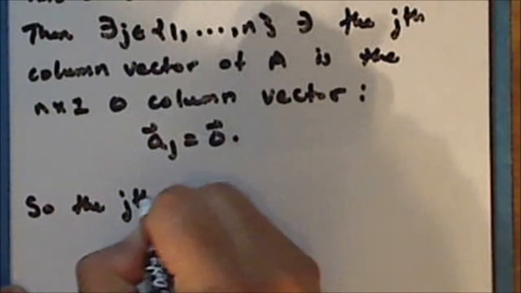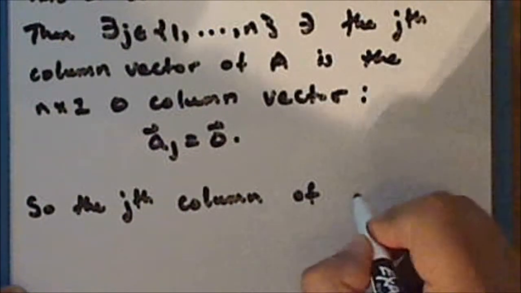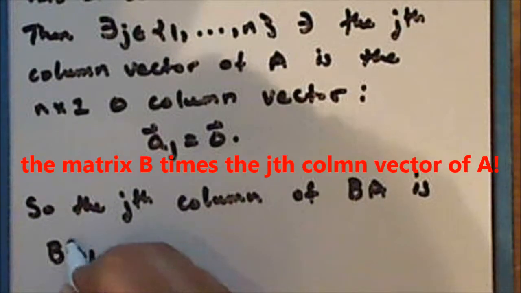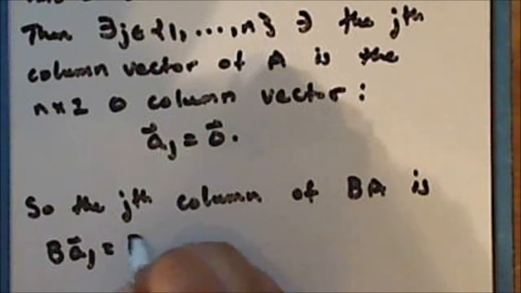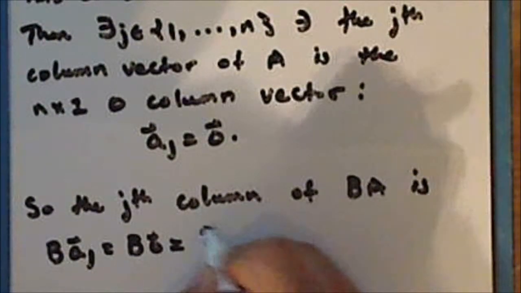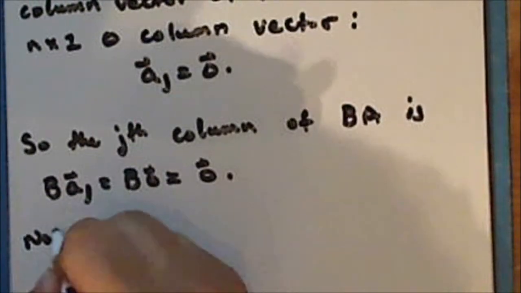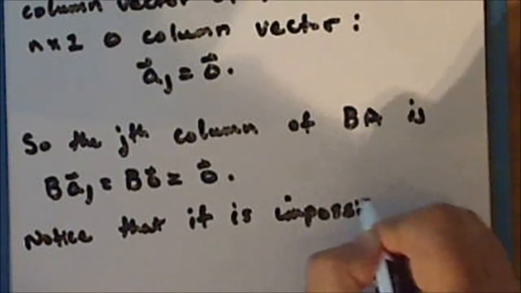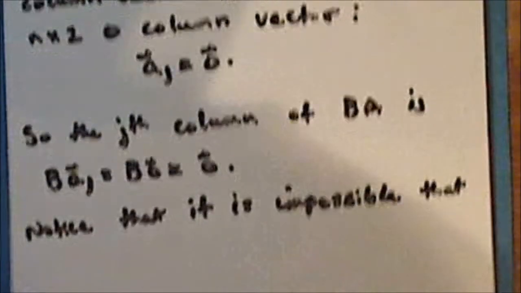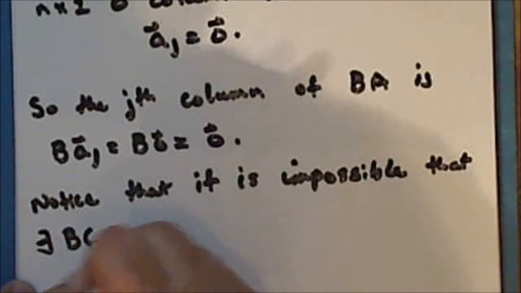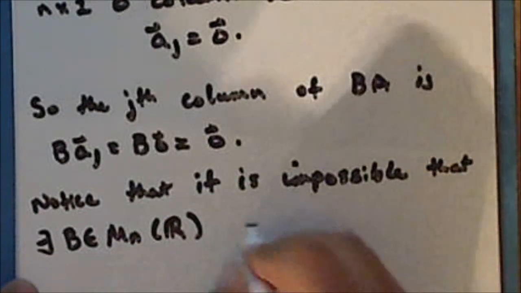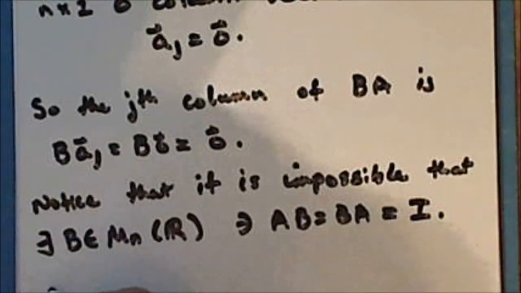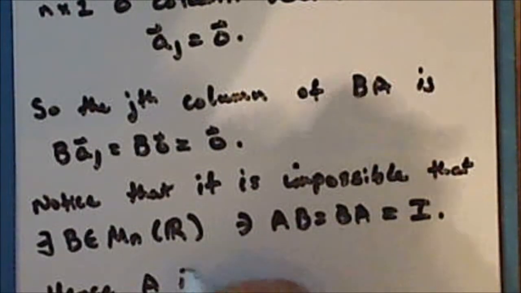and so the jth column of the product B times A is the matrix B times the jth column of the matrix A, which is the matrix B times the zero column vector, which is the zero column vector. So notice that it is impossible that there exists a square matrix B of order n such that A times B is the same as B times A, which is the identity matrix, and hence the matrix A is singular.